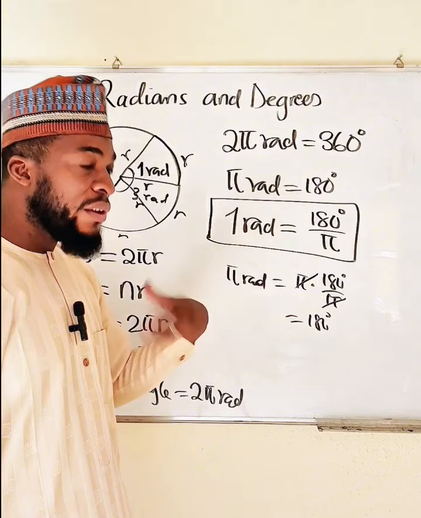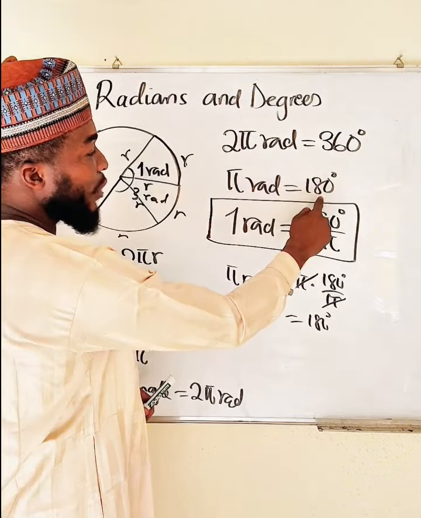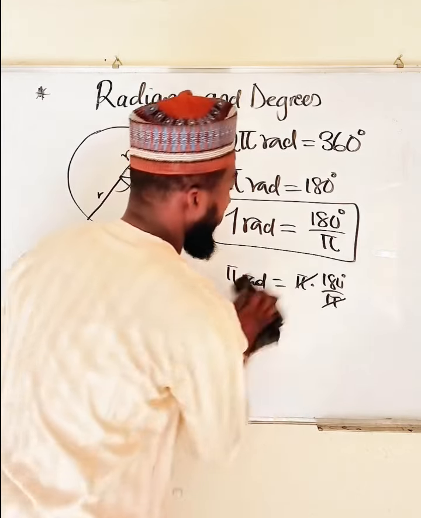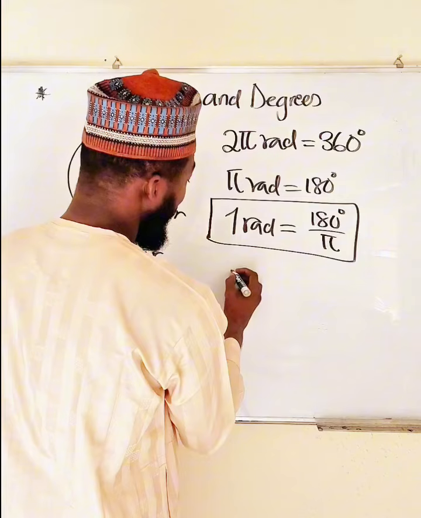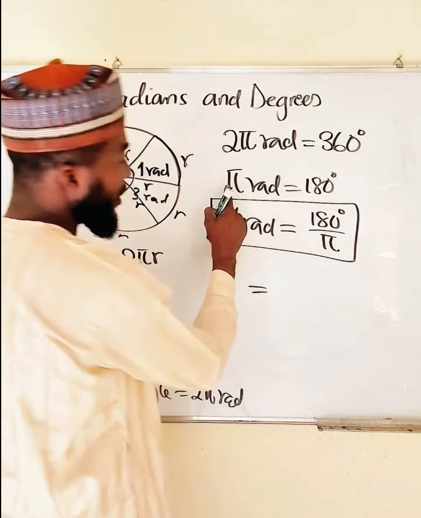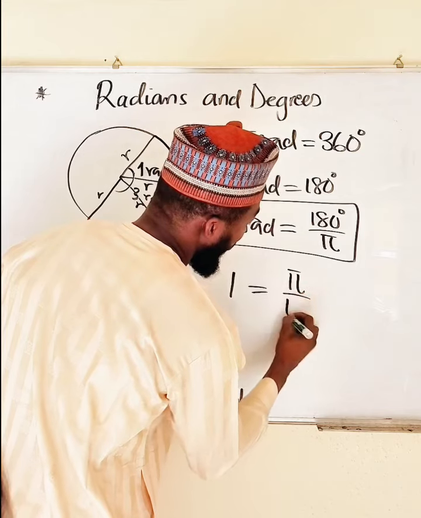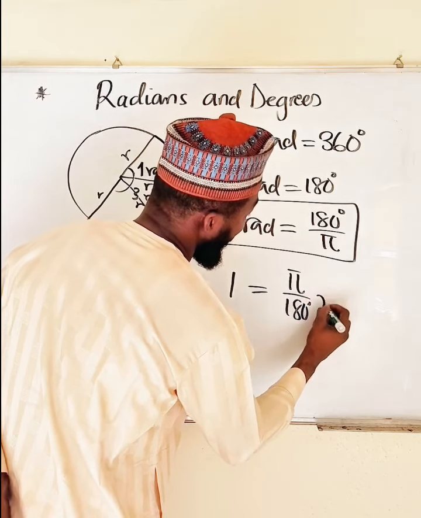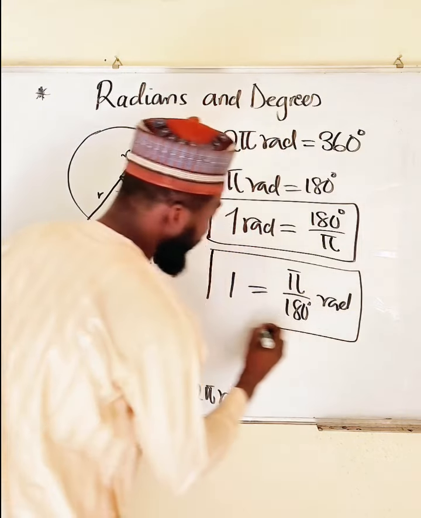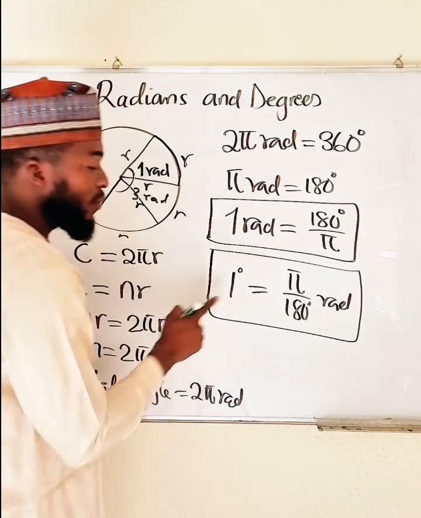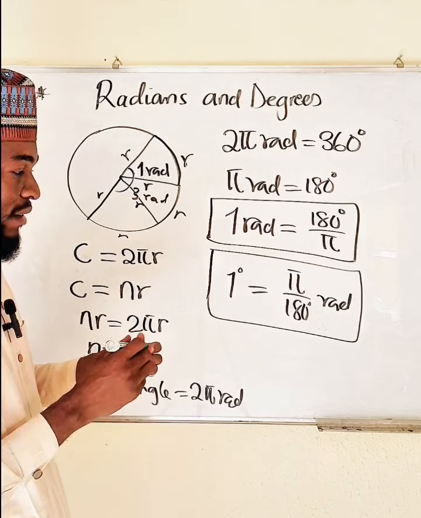But what if you are given degrees and asked to convert it to radian? So from here, you can divide both sides by 180. If you divide the other side by 180, it becomes 1, right? You divide this by 180, it becomes pi divided by 180 radians. So this is 1 degree, right? Every single degree is equivalent to pi divided by 180.